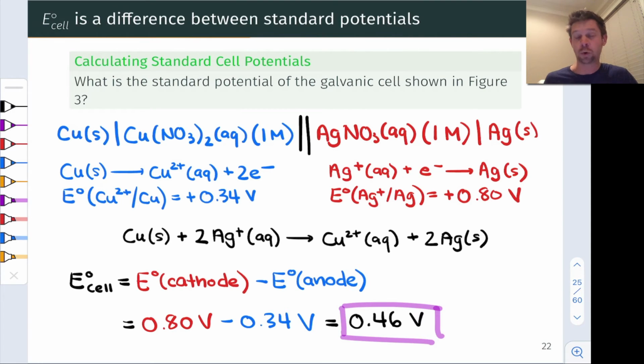And one way you know that you've done this correctly is that this value should always be positive. If this value comes out negative, there's a good chance that you've confused the cathode and anode. In fact, this is one way we define or recognize the cathode and anode. The cathode and anode are set up such that the cell potential comes out positive. This is always true for a functioning galvanic cell.